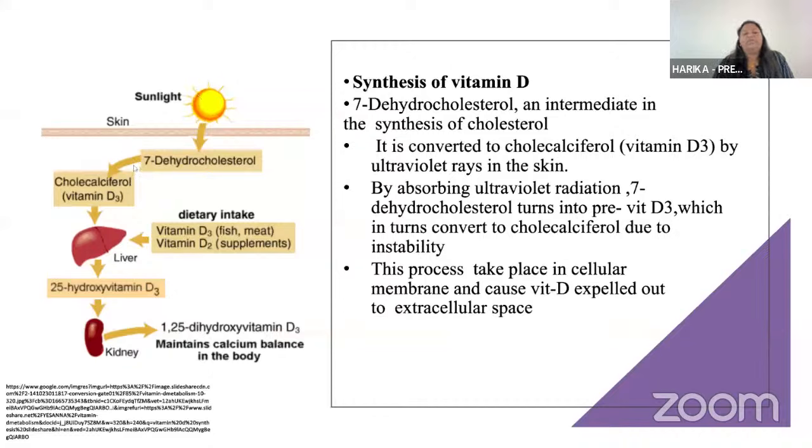Okay, see, as I have told you, in the presence of sunlight our cholesterol will be converted into cholecalciferol. And whenever the sunlight is absent, our liver takes it in, whatever we are taking through direct intake, and converts it into 25-hydroxy vitamin D3. That ultimately gets converted into 1,25-dihydroxy vitamin D3, which maintains calcium balance in our body. This is done in our kidneys.